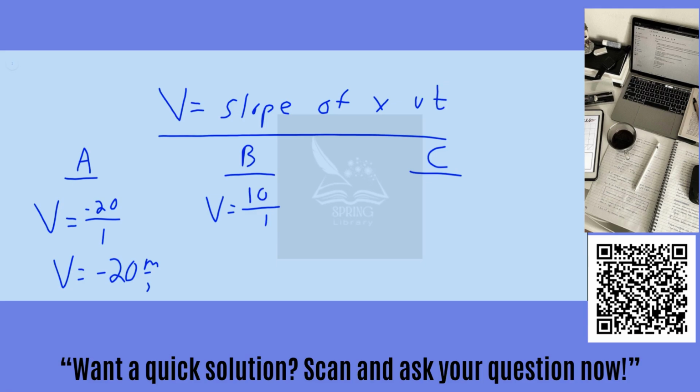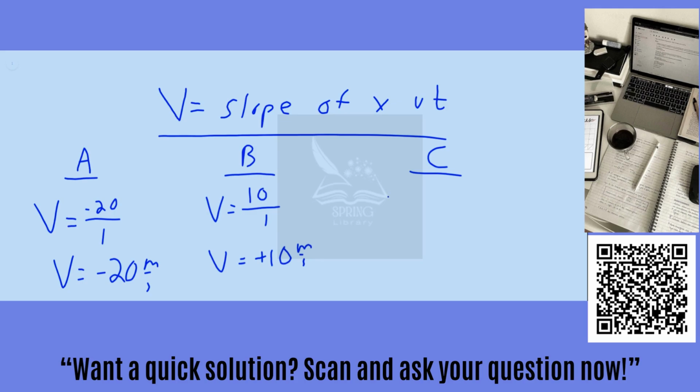If we're looking at B, it takes 1 second for it to go from 10 to 20. So it has a positive change of 10 in 1 second. So it's traveling at 10 meters per second.